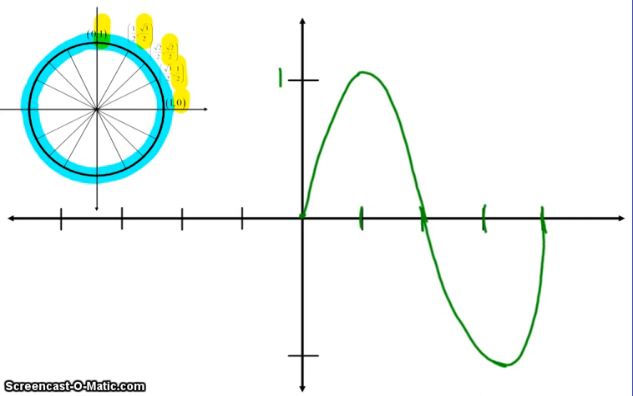Now look what happens if I went backwards. I go down for 1/4 of a circle. Then I go up for 1/4 of a circle and I'm back at 0. Then I go up for another 1/4 of a circle and I'm up at +1. And then I go down for 1/4 of a circle and I'm back down at 0. So you can see how the cycle keeps repeating itself.